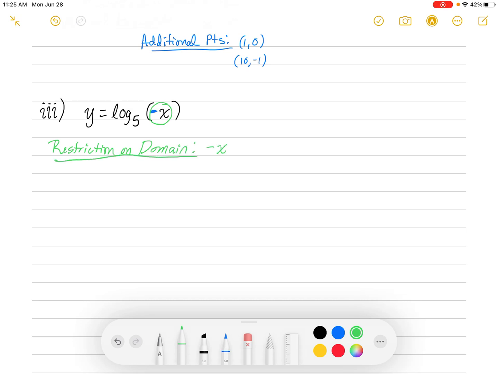So to find the domain, let's call this the restriction on the domain. You're going to take your argument here, which is negative x, and you're going to say it's greater than 0. But to solve that, you have to divide both sides by -1. When you divide the left side by -1, it's just x. Divide the right side by -1, it's 0. But when you divide both sides of an inequality by a negative, it changes the direction of the inequality. So you get x is less than 0.